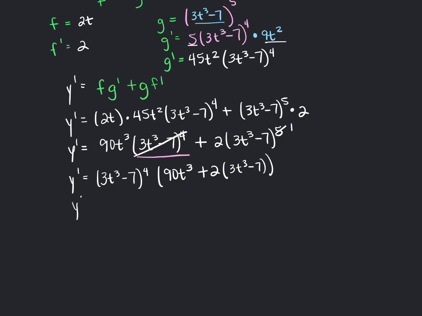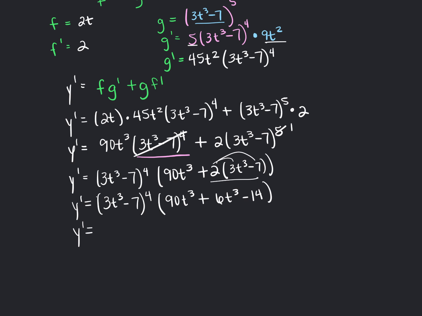Well, inside that second set of parentheses, I can distribute. So I'm going to have (3t cubed minus 7) to the power 4 times (90t cubed plus 6t cubed minus 14). So then y prime equals (3t cubed minus 7) to the power 4 times (90t cubed plus 6t cubed is 96t cubed, and then minus 14).